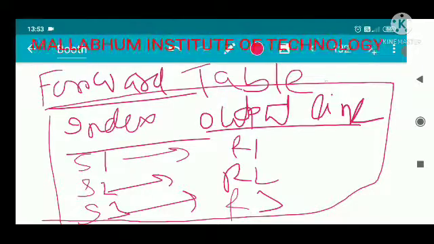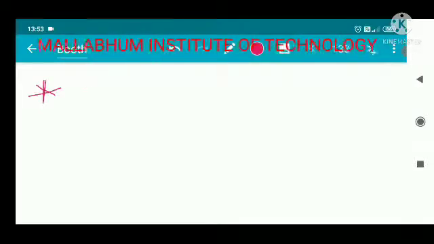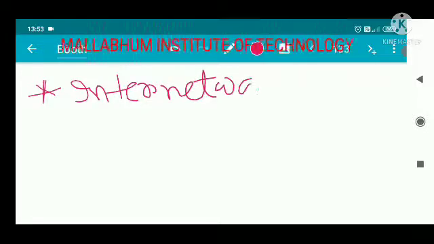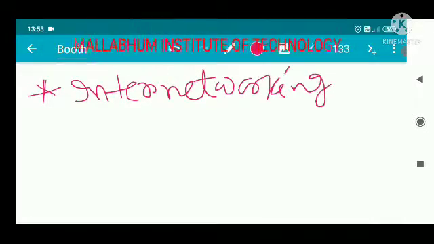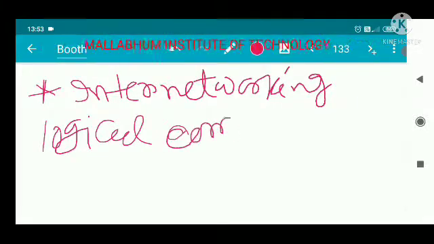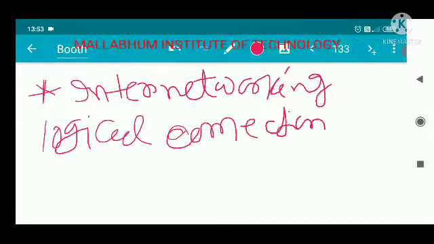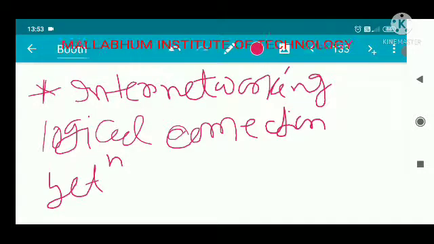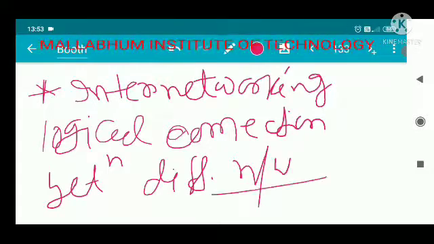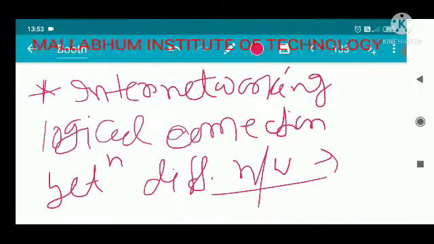Logical addressing is a function of the network layer. Another function is internetworking. Internetworking is the logical connection between different networks. With the help of the logical address it will connect different networks. That is also a function of the network layer.